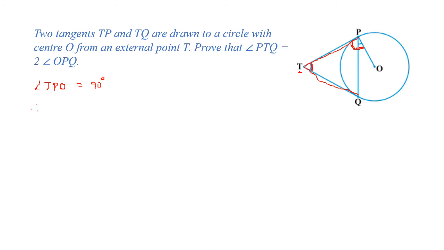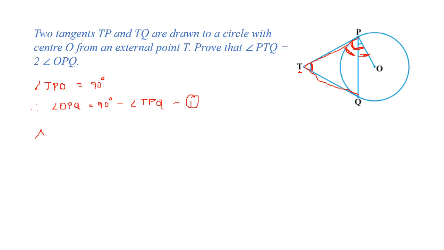Therefore, what we have got? Angle OPQ equal to 90 degrees minus, so this is 90 degrees, this angle OPQ is 90 minus this. How much is this angle? This angle is angle TPQ. Have you followed this? Angle OPQ is 90 minus TPQ. We will call this our result 1.